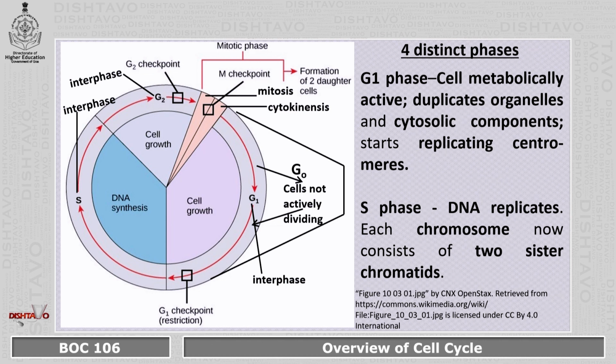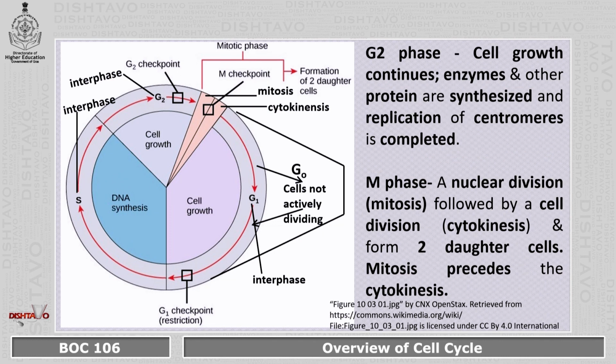Let us see a little bit in detail the G1 phase. In this phase, the cell metabolically gets activated. It duplicates organelles and cytosolic components, starts replicating the centrioles, starts replicating centromeres. The S phase shows DNA synthesis, and each chromosome now consists of two sister chromatids.